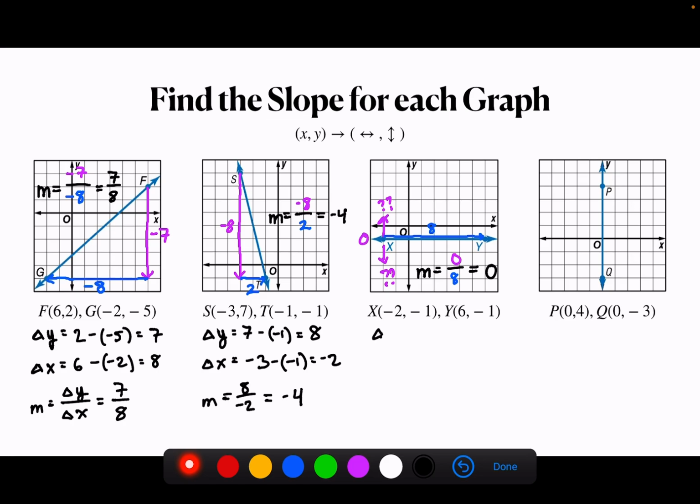We can even check it algebraically. Negative 1 minus negative 1 is just going to give us 0. Negative 2 minus 6 is going to give us a negative 8. So our slope is just going to equal 0 over negative 8. And no matter what we do, we're not going to have a negative 0. 0 is just 0. It's in the middle of negatives and positives. So we just end up with 0.